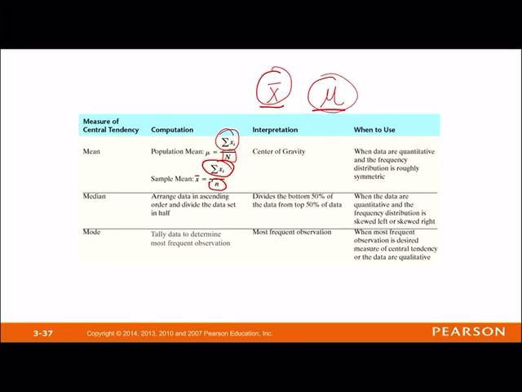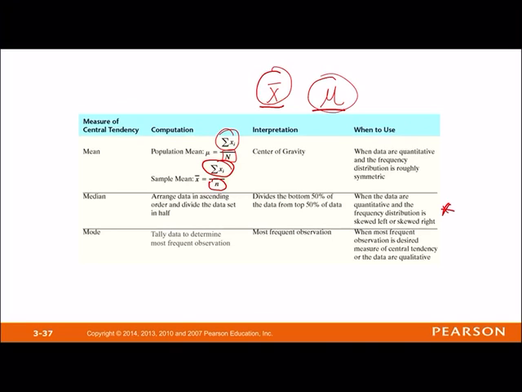The median, don't forget, they have to be arranged in order from smallest to largest before you find the halfway point, and it divides your data into the lower 50% and the upper 50%. You use it when the data are quantitative and the frequency distribution is skewed left or right. So when you have an outlier in your data set, the median is going to be the best representation. And the mode is just a tally, and it determines the most frequent observation.